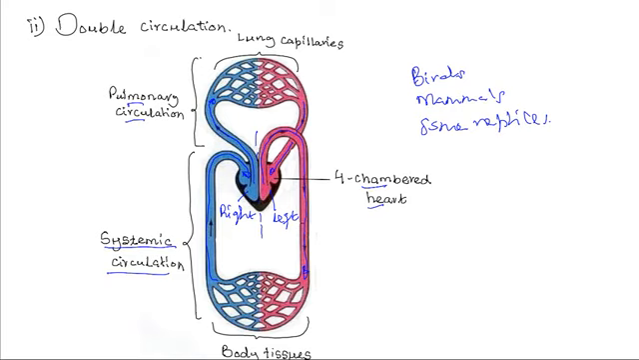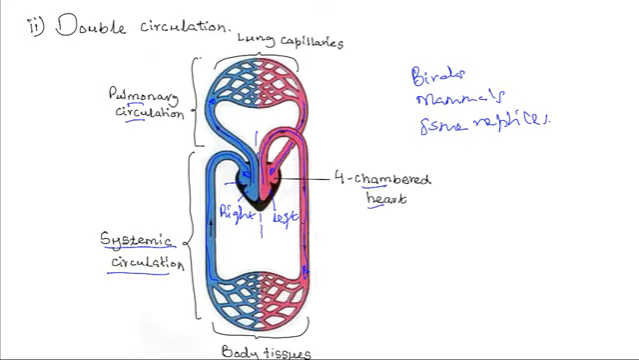Now, the other advantage is that the deoxygenated blood on the right side is separated from the oxygenated blood. So that means that there is full oxygenation of the blood. And this, as I mentioned earlier, improves the efficiency of oxygen supply to the tissues. And also, the fact that the blood is pumped twice means that the high pressure is maintained.